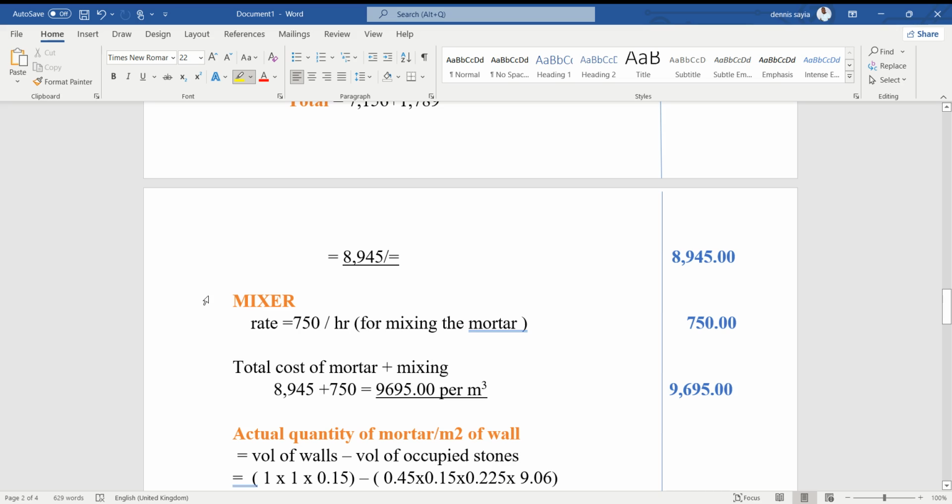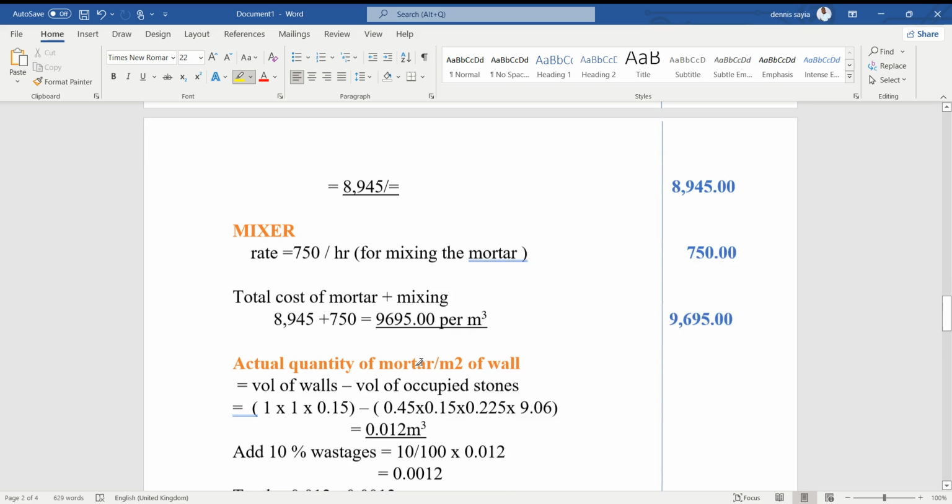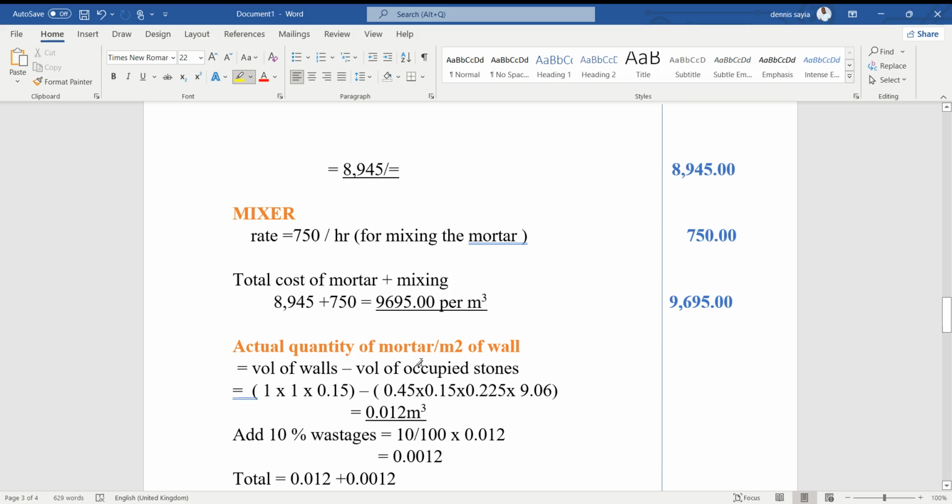We are told the rate is 75, that is all inclusive of everything per hour. Now, for 1 hour, we have 75. So our total cost of mortar plus mixing will be 9,845 plus 750. That gives us 9,695. Now, let's find the actual quantity of the mortar for the wall.